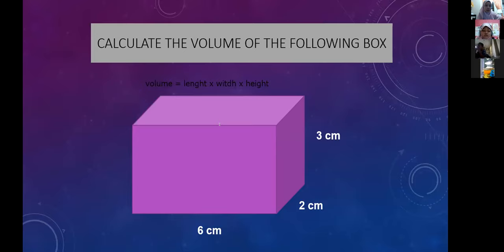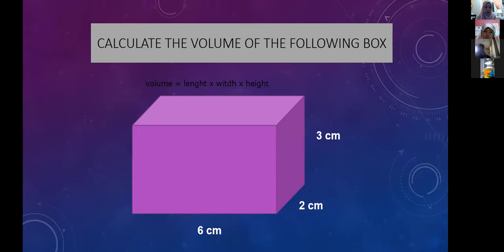Okay, Dini, 36 is correct, but don't forget to put cm cube. Okay, Hana, good. Okay, Fatin Auni, okay, good. Okay, now you can give me the correct answer. Very good. So let's proceed to the next slide.